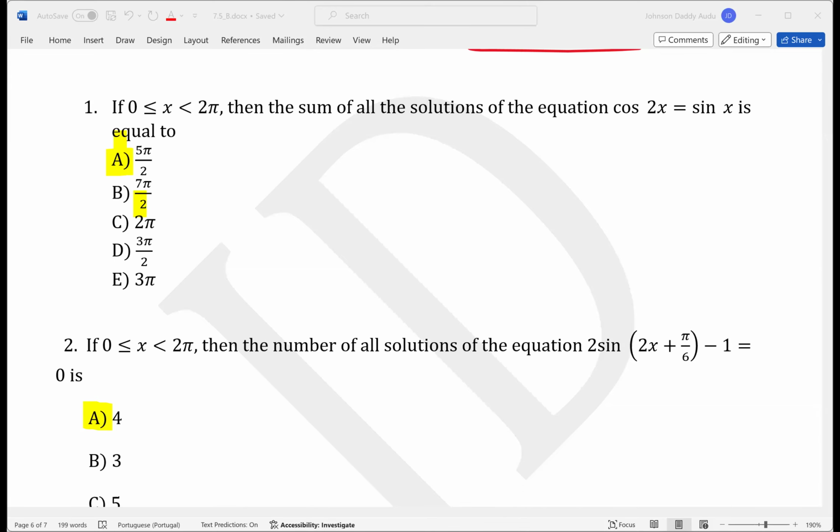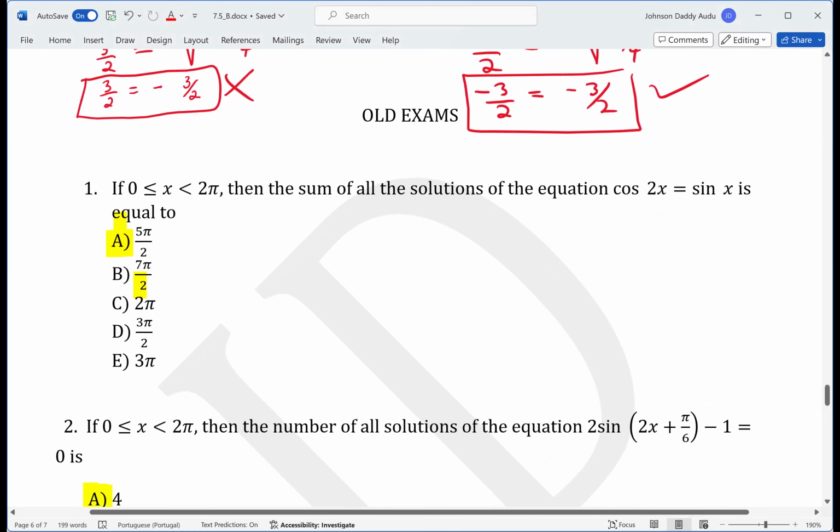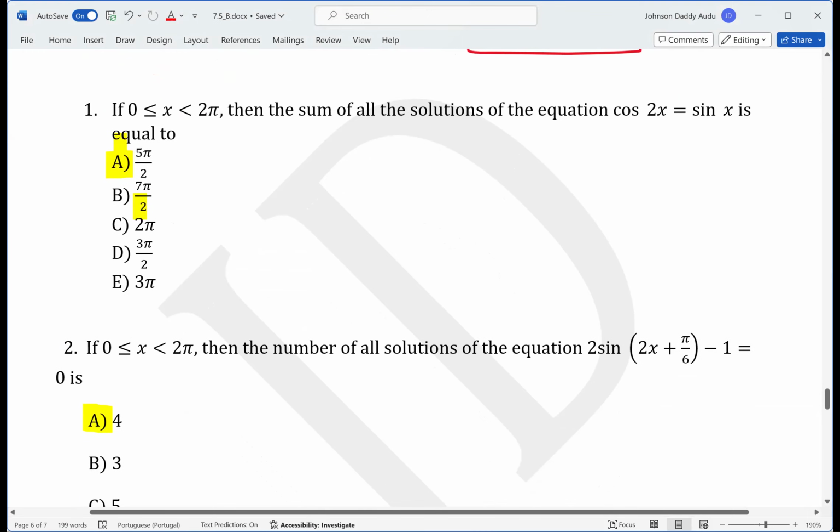All right, so here we'll solve some old exams. Question number 1. It says if x is between 0 to 2 pi, you want to find the sum of solution. So this is what we have: cosine 2x is equals to sine x.